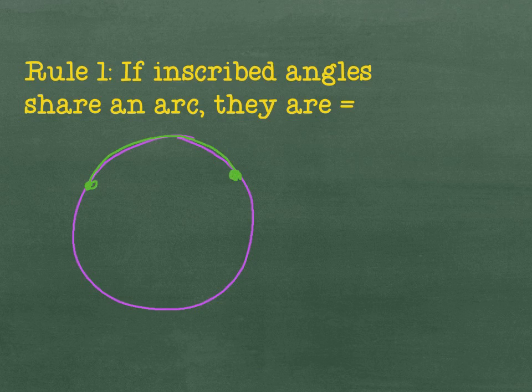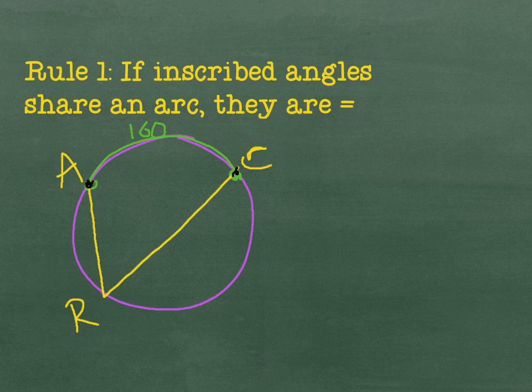So let's say that this arc is 100 degrees. And I'm going to draw 2 angles that come from this arc. So here's an angle, and we'll name this angle ARC. Real creative, I know. And then let's draw another one that has the same arc, AC, and we'll draw it over here. We'll call this one ATC. So ARC and ATC are going to have the same measurement because they both have the same arc.